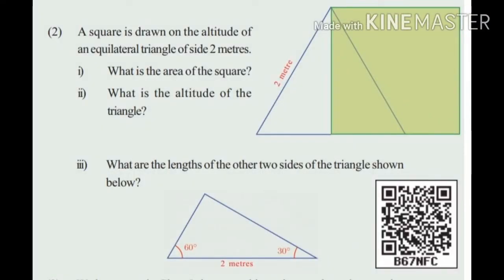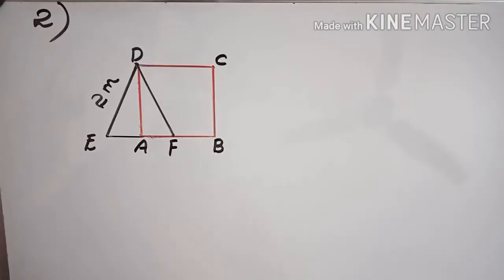Next is question number 2. A square is drawn on the altitude of an equilateral triangle of side 2 meter. 3 sub-questions are there. First one, what is the area of the square? Second sub-question, what is the altitude of the triangle? Third sub-question, what are the lengths of the other two sides of the triangle shown below? This is a rough figure given.